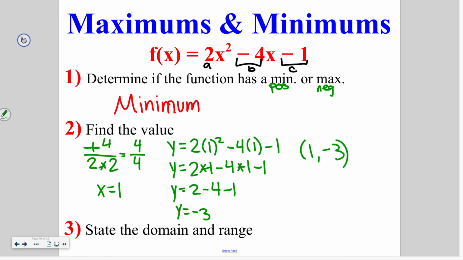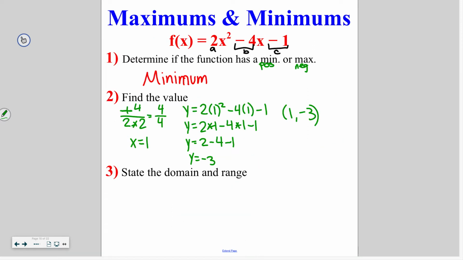negative 3. For the domain and range, as we discussed earlier, we can plug in anything for x, so our domain for this function is still all real numbers.